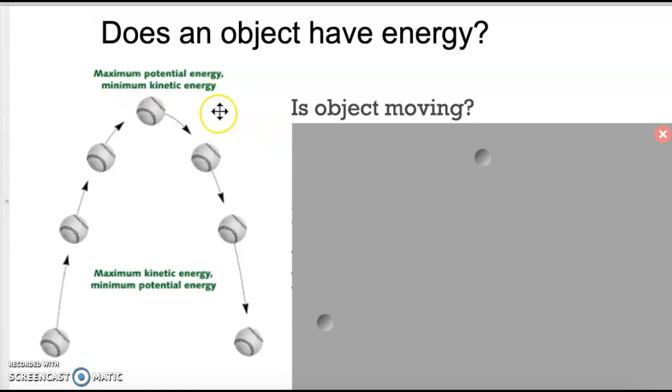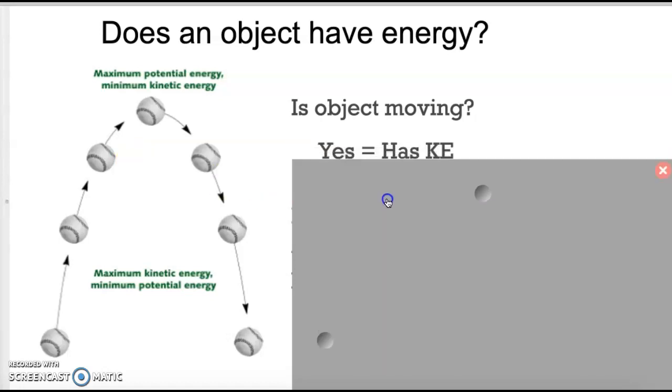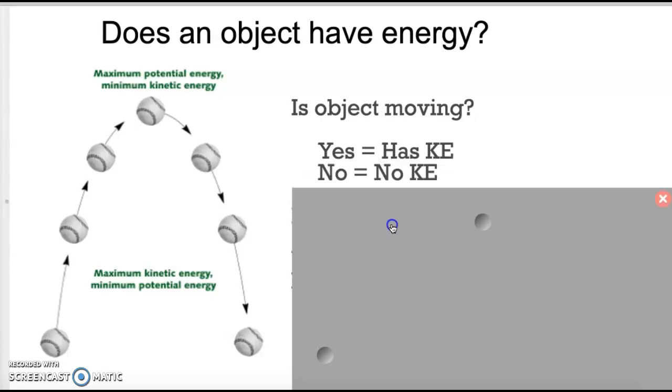All right, so how do you know if an object has potential energy or kinetic energy? How do we know that object's energy situation? What you have to ask yourself is some questions. You see this ball, it goes up in the air and it goes down. So when is the ball in kinetic and when is the ball in potential energy? We have to ask ourselves, is the object moving? If the object is in motion, then yes, it's going to have kinetic energy. If it's not moving, then there's no kinetic energy.